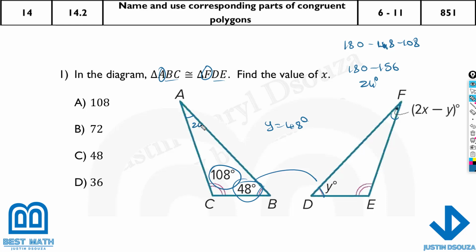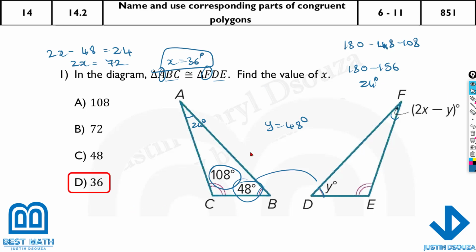Now A is 24 degrees, but that is equal to 2x minus y. So I'll solve it in the equation. 2x minus y, which is 48, is equal to 24. You can put this in the calculator and get it if you want. 2x will be equal to 24 plus 48, that is going to be 72. x will be equal to 36 degrees. So here the option is D. It should be 36 degrees. That's how we solve it.